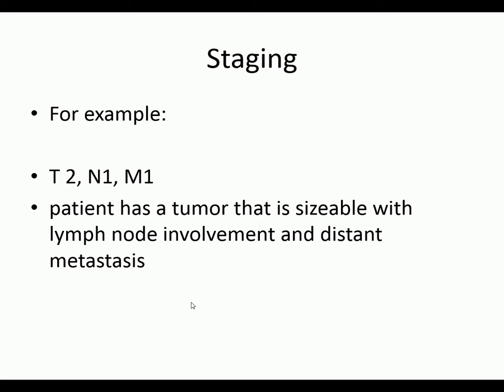So, for example, a patient is T2N1M1. That means that the patient has a tumor that is sizable with lymph node involvement and distant metastasis.